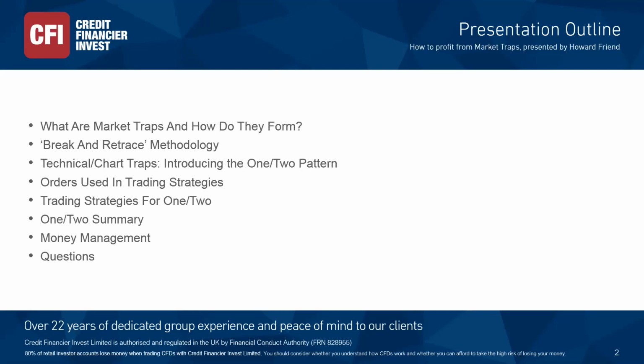And then I will introduce you to the 1-2 pattern or trading setup, which I use for identifying trap situations, which can give you good entry into an existing trend. I'll talk about the orders that I use in trading, and then I'll go through the trading strategies that can be used to benefit from the 1-2 trading setup. I'll summarize and then I'll talk a bit about money management. And at the end, if there are any questions, I'll be very happy to answer any questions that you may have.